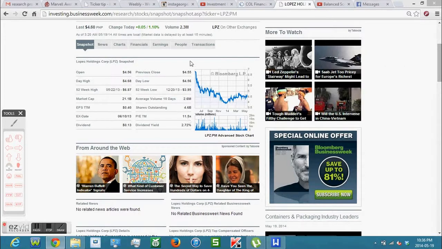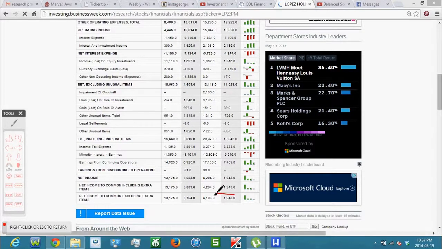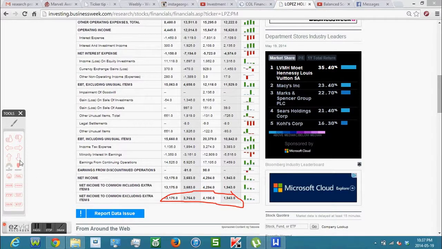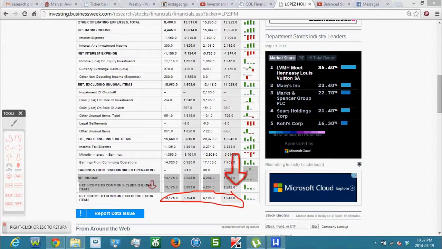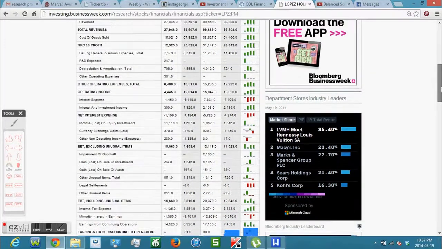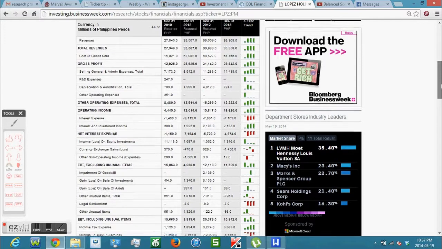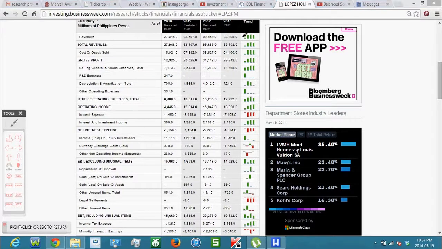Going back, let us just focus on the financials of Lopez Holdings and see why it has behaved thus. As you can see, the net income has been in a continued downtrend. But in order for us not to panic, let us focus that although the last year showed a downtrend from the previous year of 4.1 billion to about 1.9 billion, still looking at the revenues, still pretty much robust. The revenues continue to fly, and have not really changed significantly over the years.